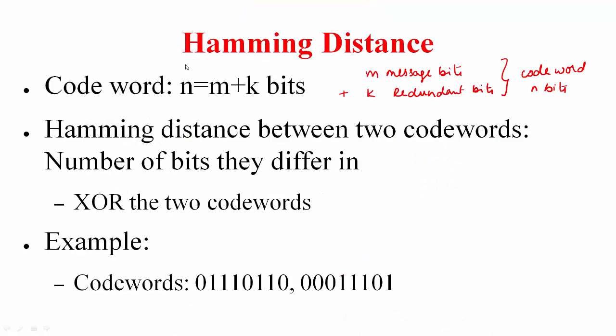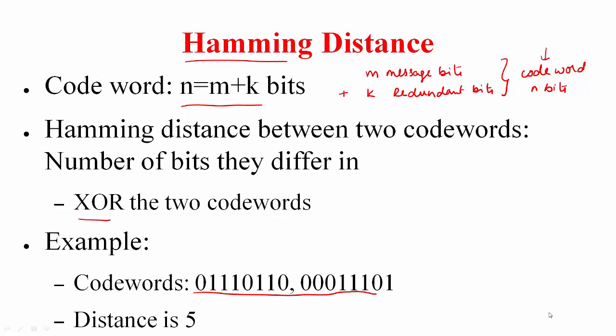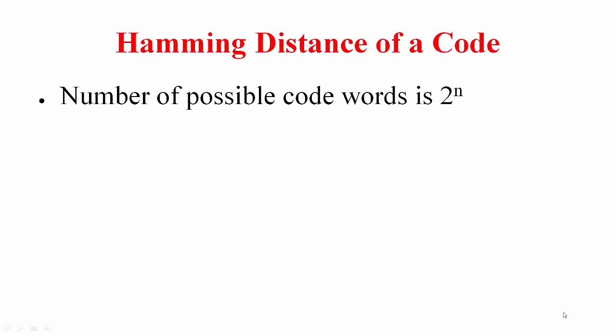Hamming distance is an important concept that captures the error correction and detection capabilities of a code. In this context, when you add k redundant bits to m message bits, this combination is called a code word, and here I have set it equal to n bits, where n is equal to m plus k. Now Hamming distance is nothing but the number of bits two code words differ in. You can obtain it by XORing the two code words. So for example, if these are the two code words, what do you think the Hamming distance is? That's right, 5.